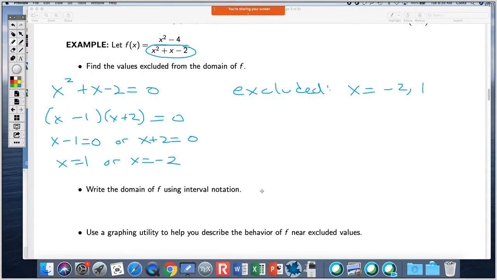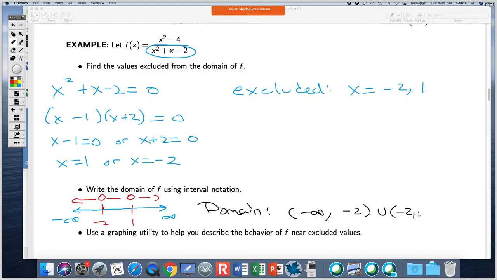Now it asks to write the domain using interval notation. In interval notation, we start off with the real number line. And these are the excluded values, the values that we're not allowed to have. So we've got to exclude those, but I can have anything else. And so my domain would be -∞ to -2, union -2 to 1, union 1 to infinity. Any questions on why the values are excluded and how we find they're excluded?